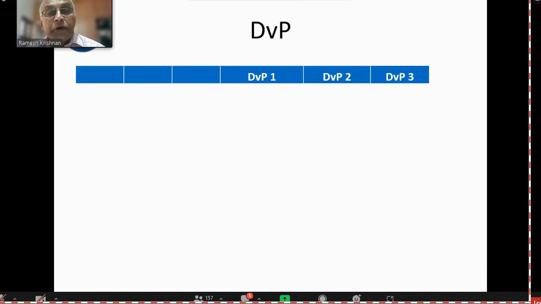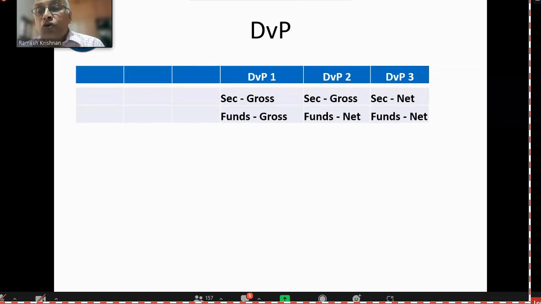Better now? So now DVP also went through a gross to a net process, DVP1, DVP2, DVP3. That's for understanding. Sometimes we don't know what level the questions will come. So concept-wise, earlier DVP1 meant both securities and funds were settled on gross basis. DVP2 means securities were settled on gross and funds on net. And DVP3, which is in operation now, has both settled on net basis.